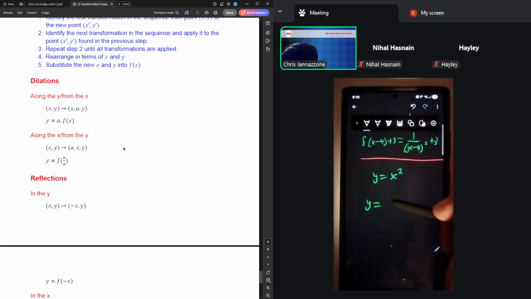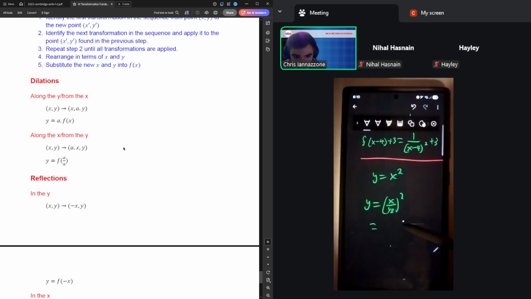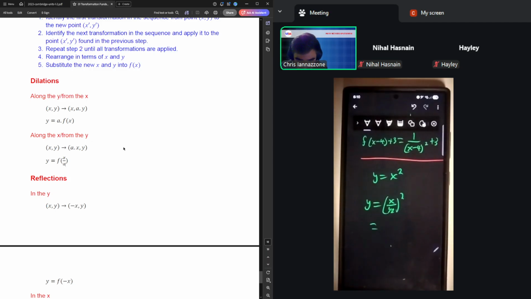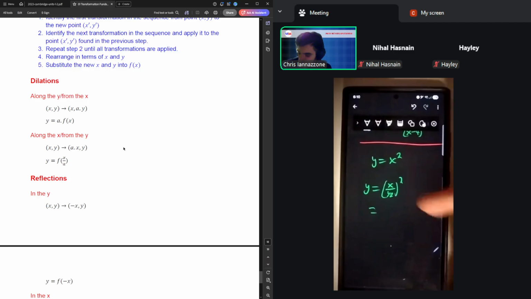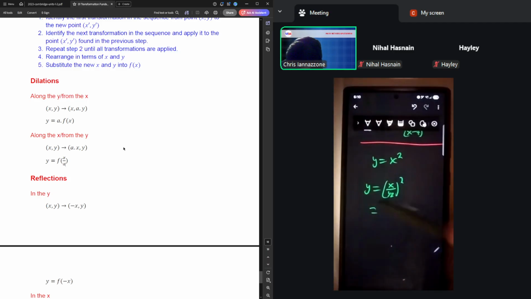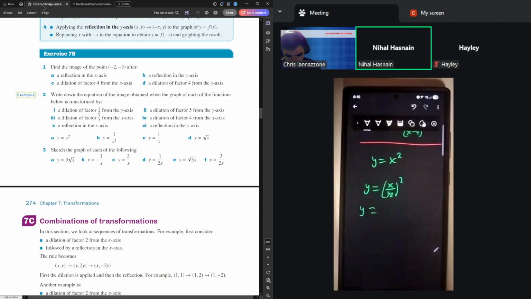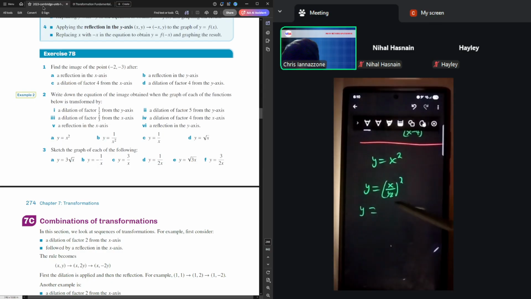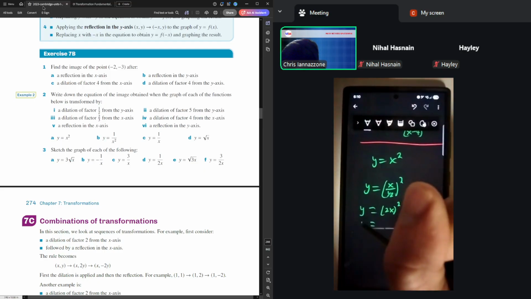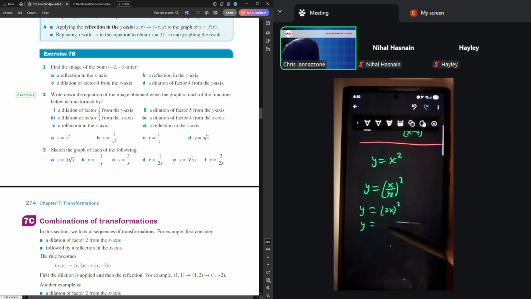Y equals, now instead of just being x, it's x divided by a half squared, which you can now, of course, do a bit of rearranging here. Quick fire question. Does anyone know what this one simplifies to? 2x. Yeah, 2x all squared. Perfect. So anything divided by a fraction, you just basically flip it. 2x all squared. And by convention, you'll typically also pull this out as well. Make it 4x squared.